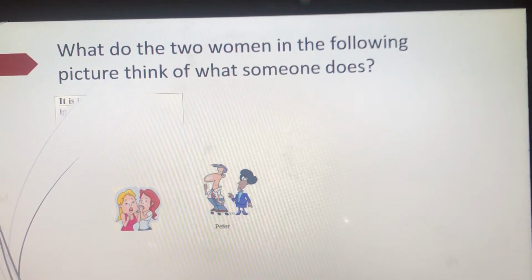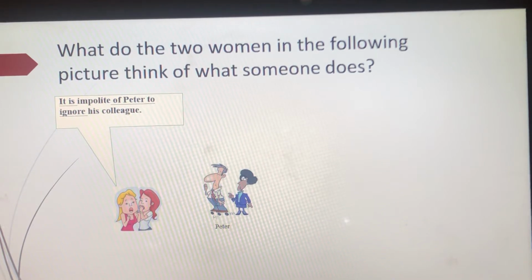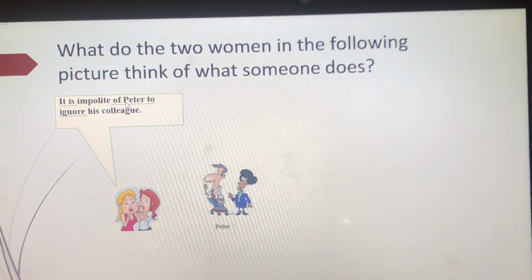It is, okay? It is, now when you look at Peter, he is having his back facing a woman, another woman in his office. So this woman is his colleague, 佢同事啦. So these two women are gossiping behind Peter's back and saying that it is impolite of Peter to ignore his colleague. So remember, we begin with it is. We also use the adjective describing Peter. Okay, so we say it is impolite of Peter, but not for Peter, because impolite is an adjective we can use to directly describe Peter. So remember, you have to say it is impolite of Peter.